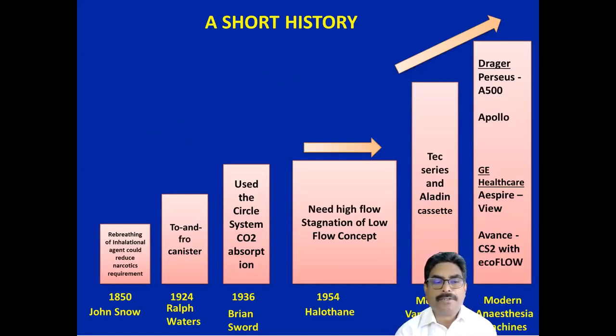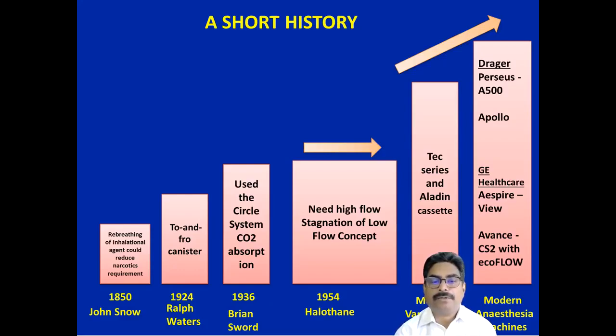In 1850, John Snow proposed a concept that rebreathing of inhalation agents could reduce the narcotics requirement. Subsequently, in 1924, Ralph Waters introduced the to and fro canister, that is the carbon dioxide absorber, in anesthesia practice, and that brought a boost to the practice of low flow anesthesia. Following that, in 1936, Brian Sword introduced a circular absorber system for carbon dioxide absorption, and it further boosted the concept of low flow anesthesia.